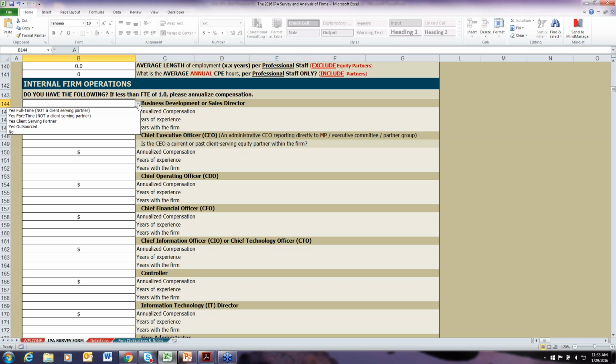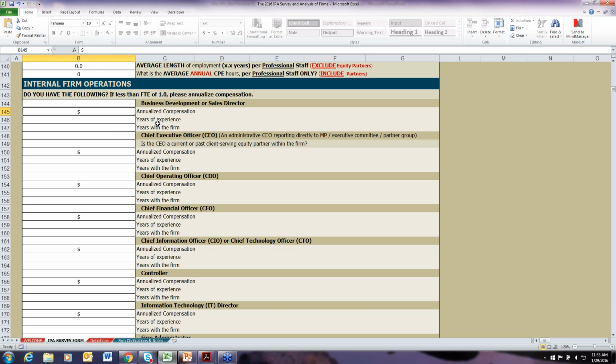So as you see here, the selections are: you've got a full-time professional person in that role who's not a client-serving partner. You've got a part-time person in that role who's not a client-serving partner. You've got a client-serving partner in that role. You're outsourcing that role to someone who is not employed by the firm, or you have no one in that particular position. So we want to make sure that we get the correct description of who you've got in place.